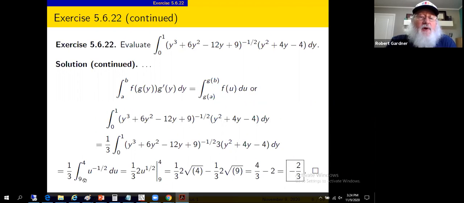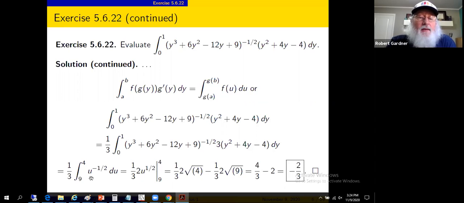Then we get an integral from, we saw the lower bound was going to be 9 and the upper bound is 4, which looks a little weird. The 1/3 came from the manipulations we did. U is raised to the -1/2 power. Du is exactly this stuff here. This is g prime of y dy. So actually we're substituting into this formula if you like.